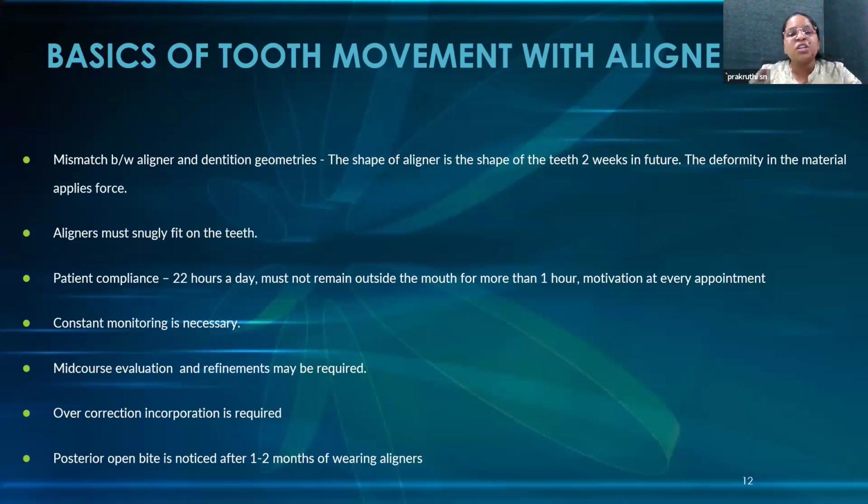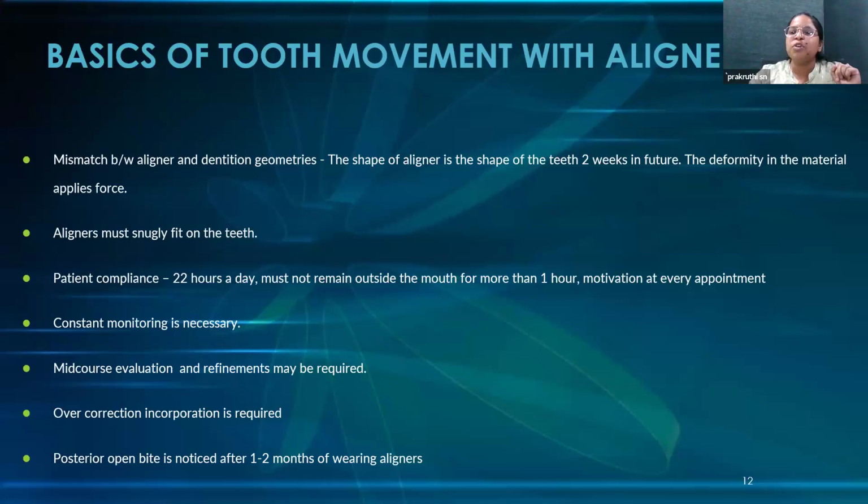How long should the patient wear every tray? For 2 weeks. That is, for 15 days, you'll be asking your patient to wear every tray. Even if you're thinking about giving aligners to a patient, from the day the patient walks into your clinic, you need to check one factor, that is the compliance factor. Is he a compliant patient?